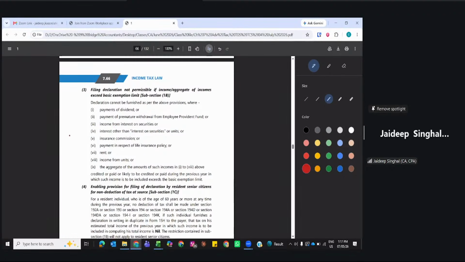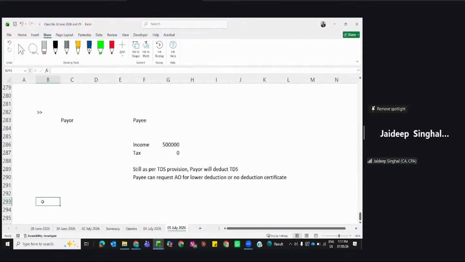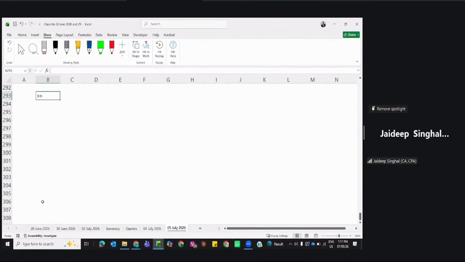Let's suppose you're going to have dividend income and you only have dividend income. Your income will be 2 lakhs. Can you give form 15G? You can give form 15G, because your liability will be nil, and so no tax is to be deducted. Clear? The tax will be nil.